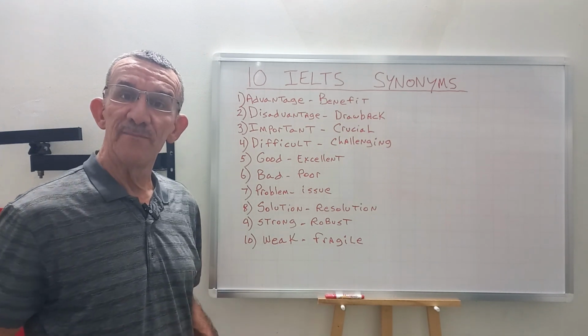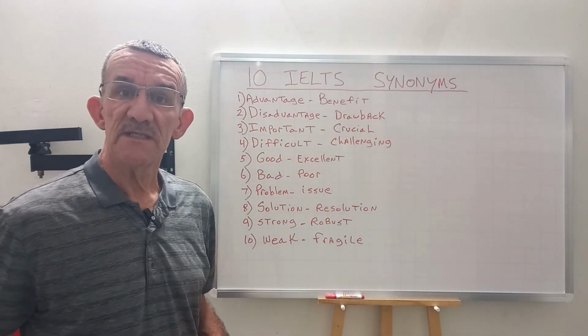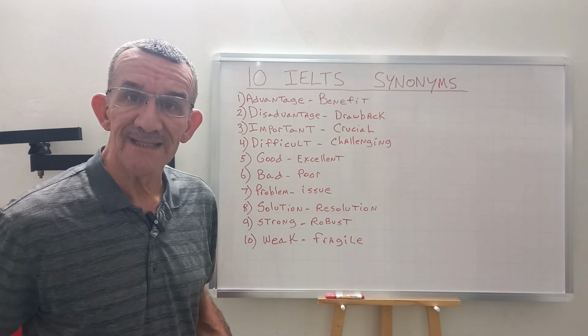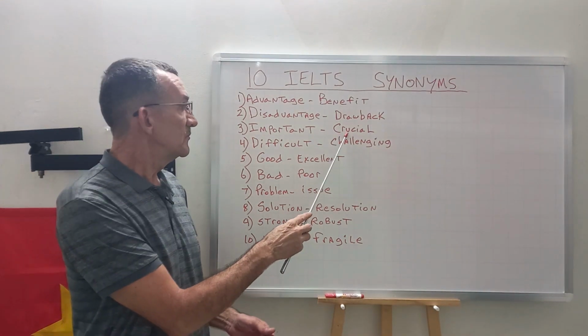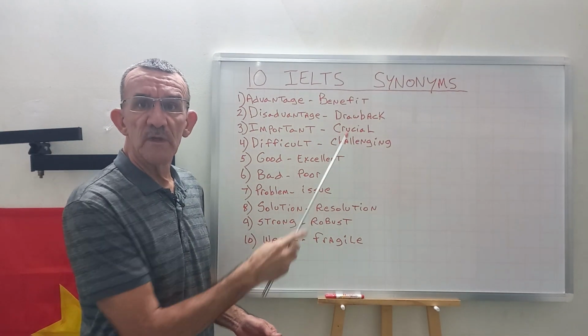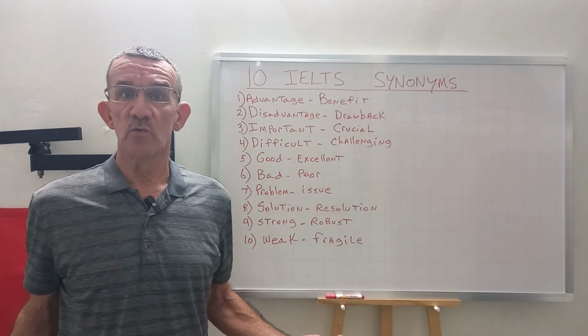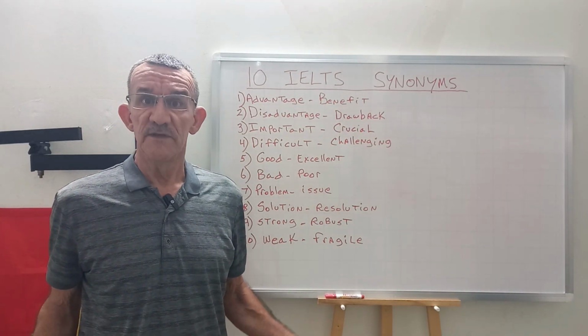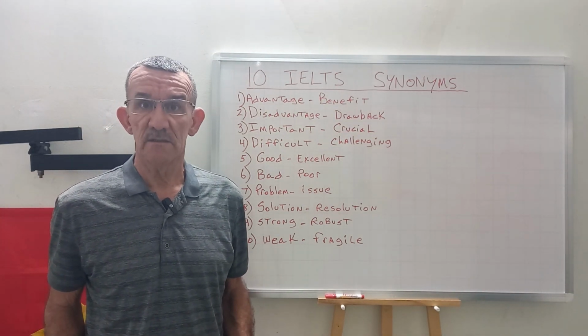Number three, important. This is a very important lesson. Synonym, crucial. We could say this is a crucial lesson. This is a very crucial lesson. Okay, synonym.